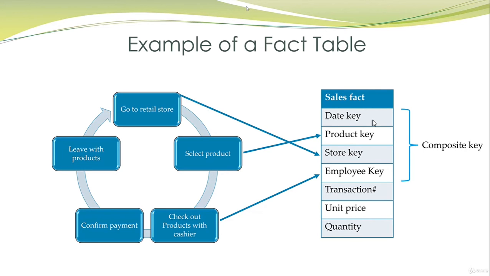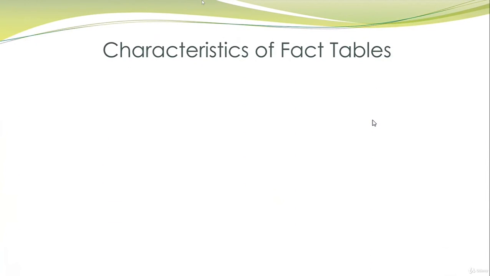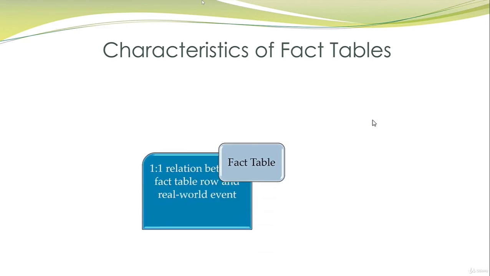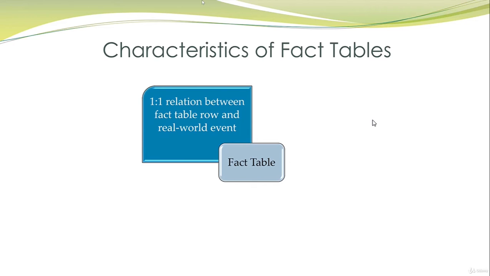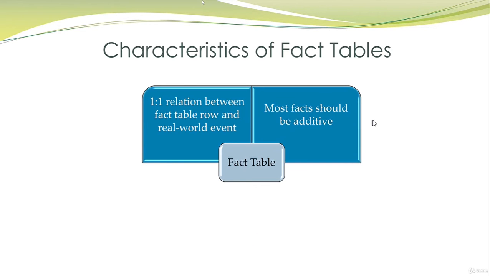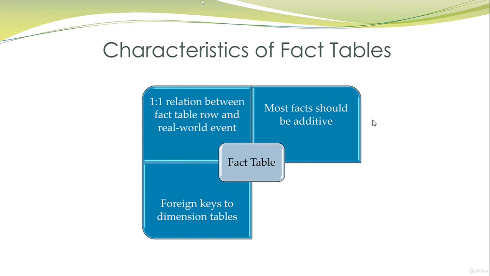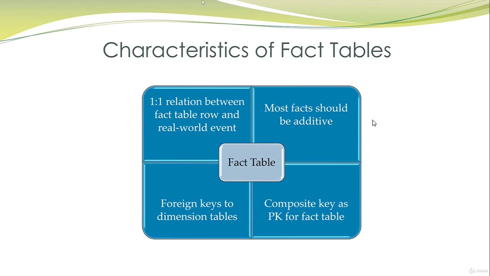So to sum up, here are some of the most important characteristics of a fact table. First, there is a one-to-one match between each row in the fact table and the real-world event. Most facts should be additive, although there are some that do not respect this property. A fact is linked to dimension tables through foreign keys, and the fact table has its own primary key, which is a composite key.